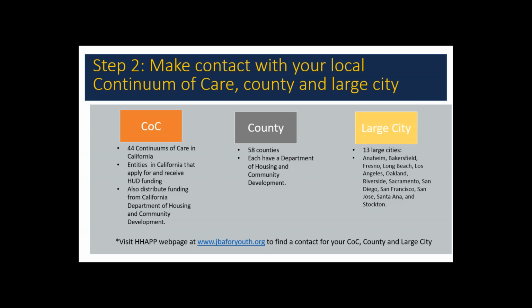And so in some ways, HHAP has made it a little bit more complicated than HEAP because we have a third entity that will receive funding. And the reality, as Lahela said, every jurisdiction, these are the three kind of applicants in law, but practically speaking, it's all done quite differently. I mean, sometimes the money for the county will go to the COC. Sometimes the county is the COC. So I'd like to be able to offer you a single approach, but it really means figuring this out jurisdiction by jurisdiction. As Lahela said, there's 44 continuums of care, 58 counties, and the 13 large cities that you see.